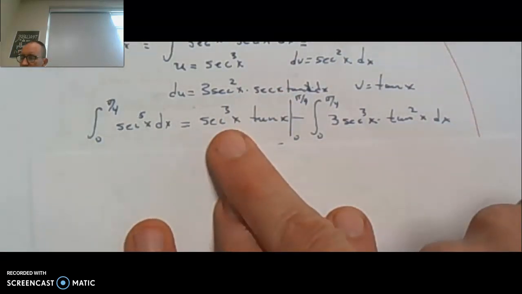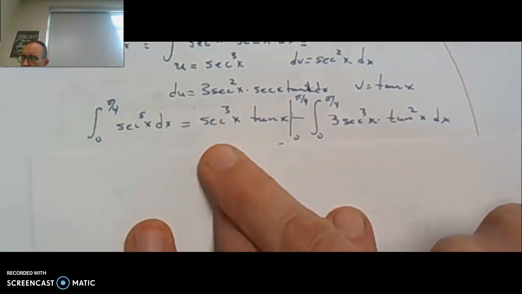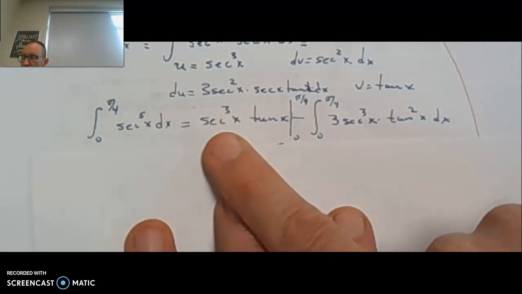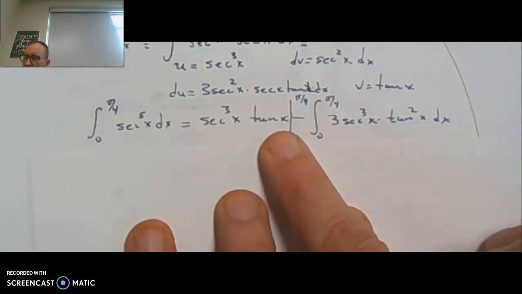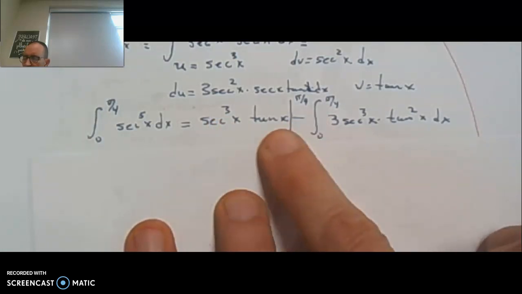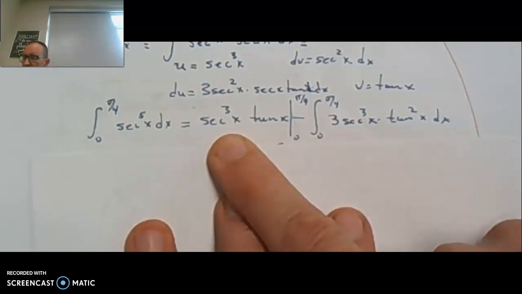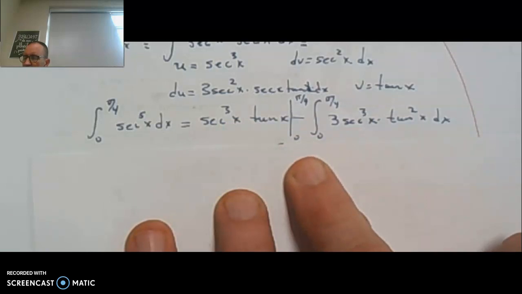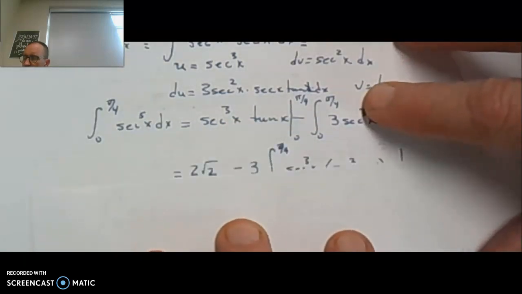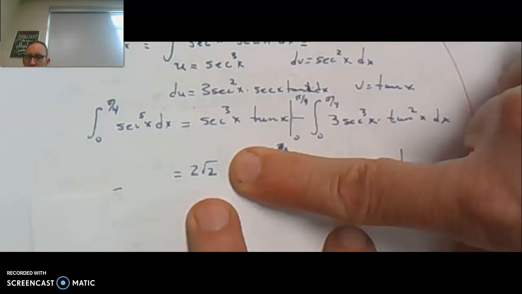We'll get the secant of pi over 4, which is square root of 2, cubed. Square root of 2 times square root of 2 times square root of 2 would be 2 radical 2, times the tangent of pi over 4, which is 1. So when we plug in pi over 4, we get 2 root 2. When we plug in 0, the tangent of 0 is 0, secant is 1, 1 cubed is 1, times 0 is 0. So our first term here is going to be this 2 root 2 that we have right here.